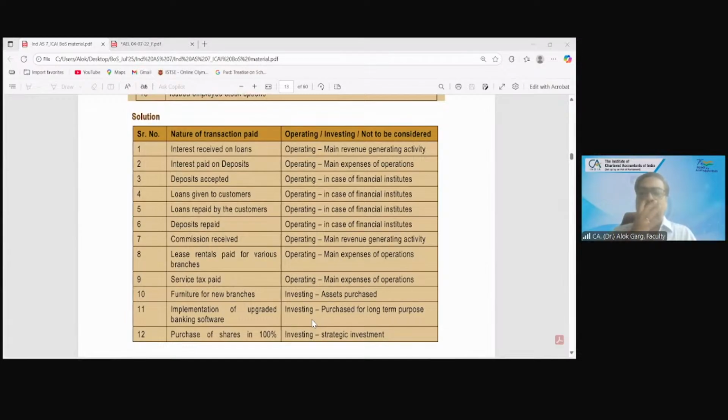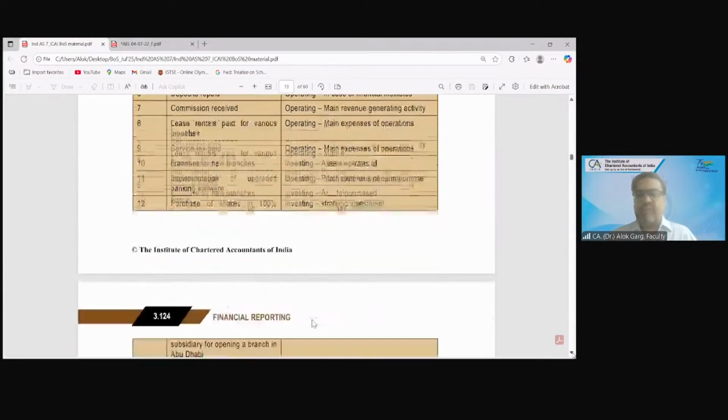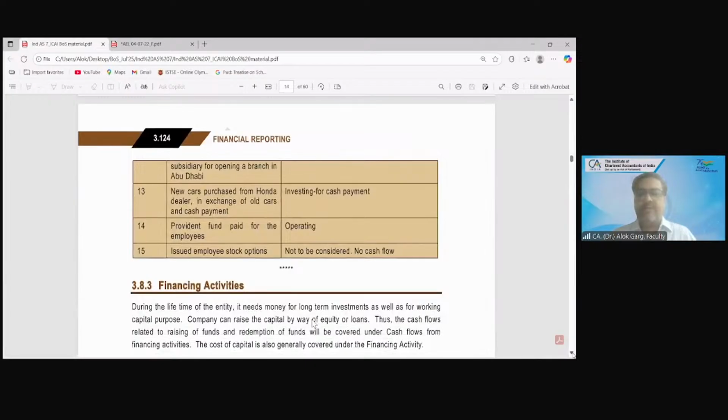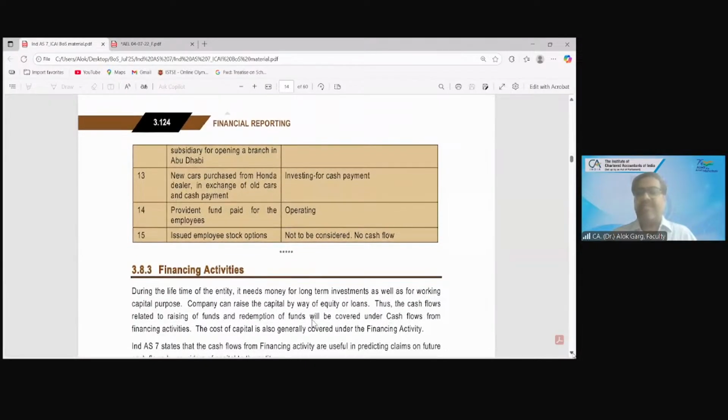Financing. If any money will be received, then it will be financing. But issuance of a scheme involves no flow of money. No cash flow in case of issuance scheme, so it is not to be considered. Okay, this is also what is given in the answer, right? Is this clear? Yes, sir.